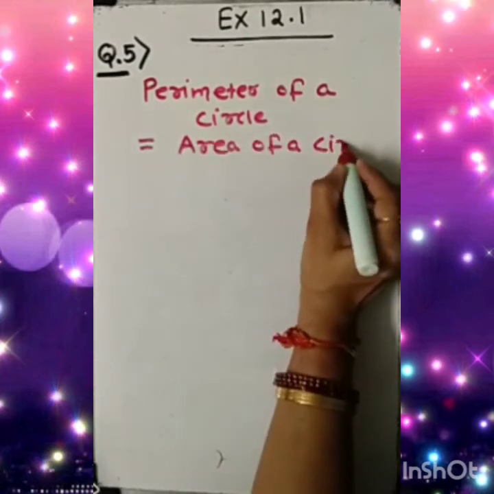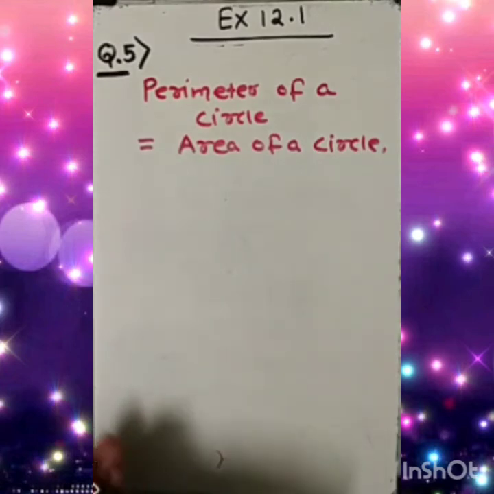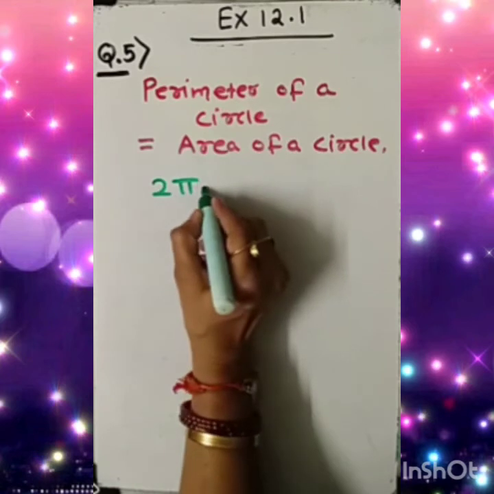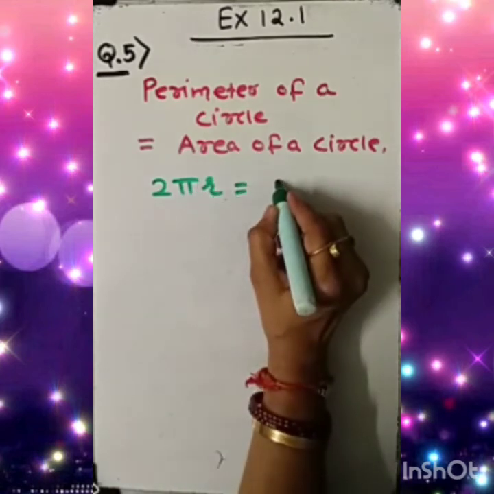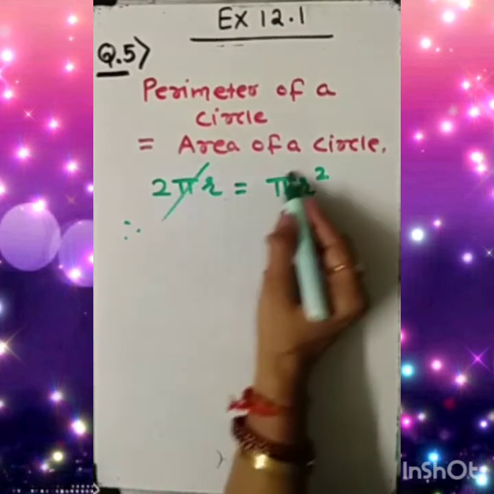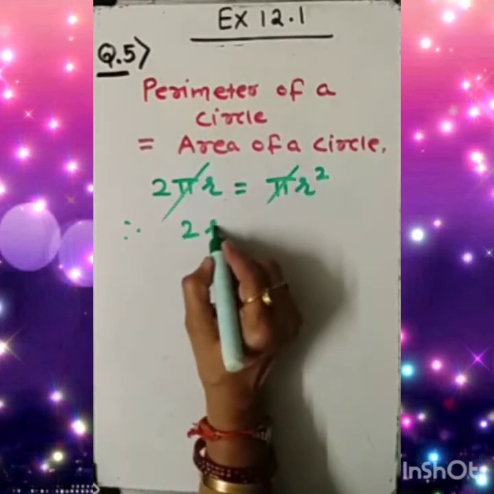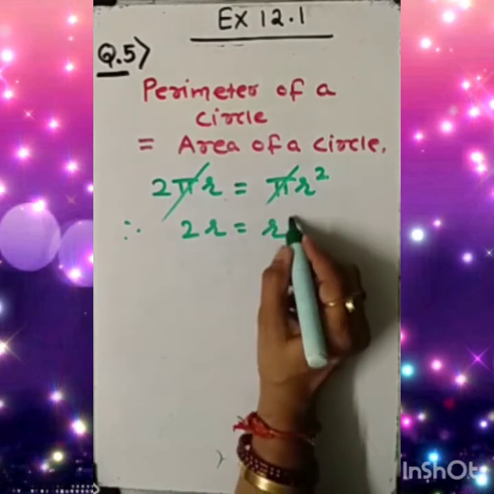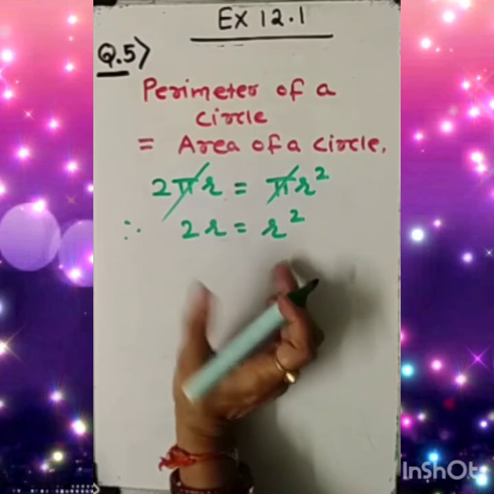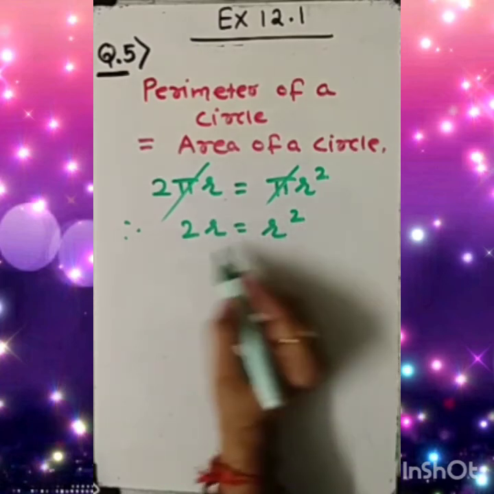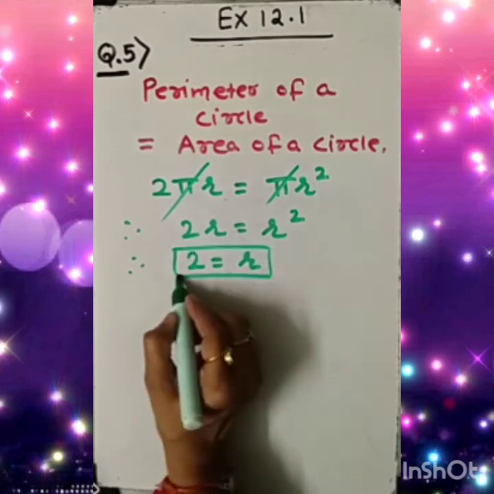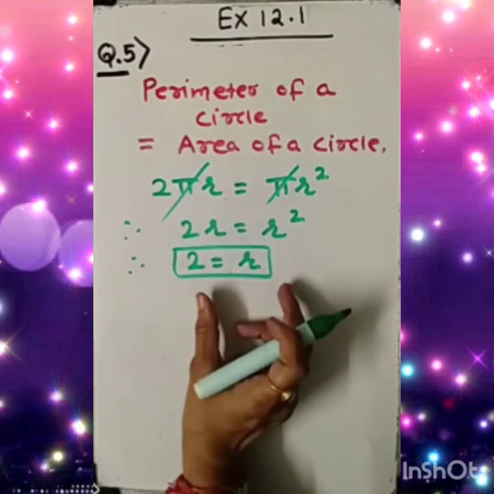Got it? So what is the formula to find the perimeter of a circle? Come on, fast. 2 pi r, and the area is pi r square. Pi cancels. Beside this, the radius of both of these circles is similar. We know both of these circles are the same, so the radius remains the same. So one r will be cancelled. So 2 equal to r. So dear student, the value of r is equal to 2 here.